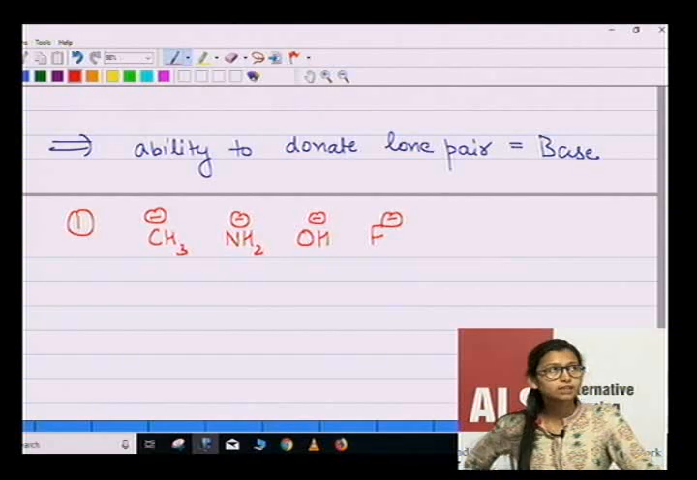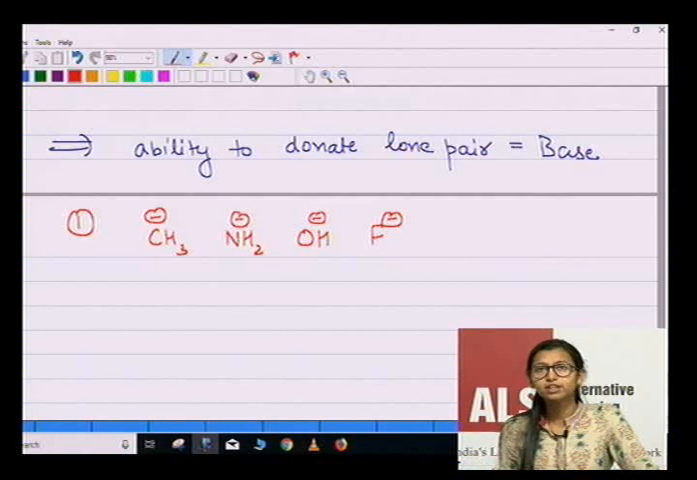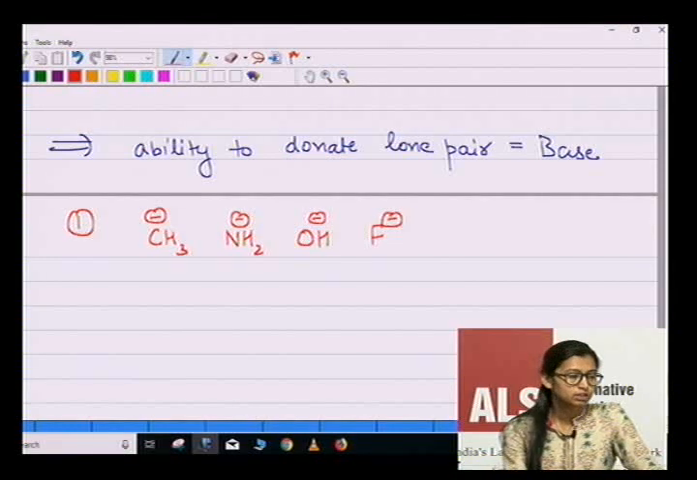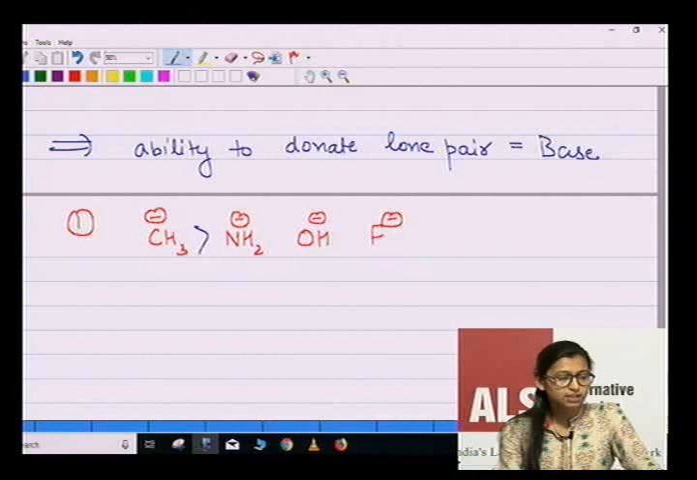Write down quickly, tell me the order. CC-pur center, tell me the answer. Which one is the better base, F negative or CH3 negative? Very nice. This is the answer, Shalom. Good. So CC-pur, I hope you also know that. The answer will be CH3 negative, then NH2, then OH, then F negative.